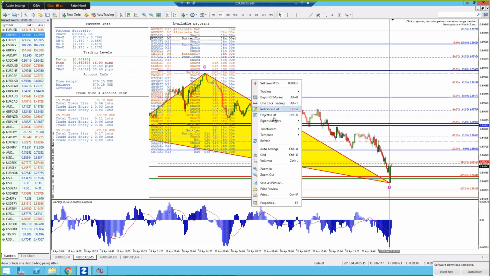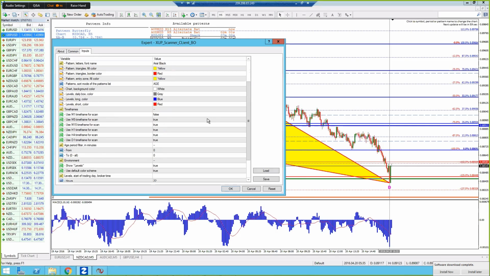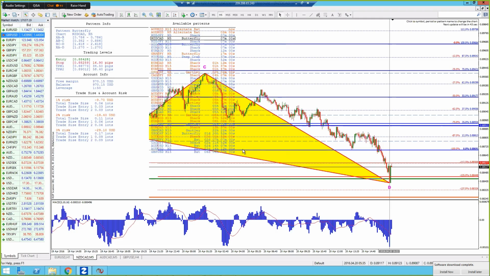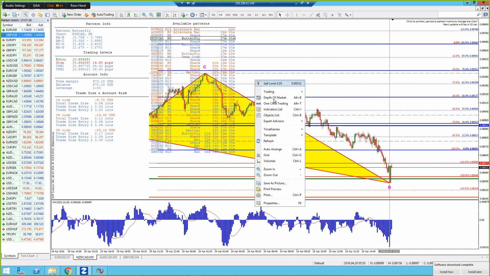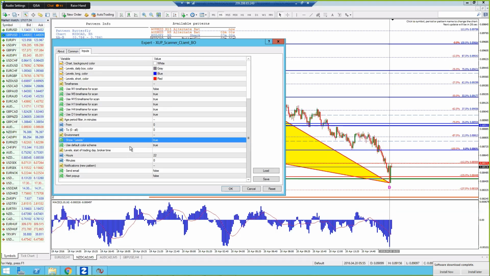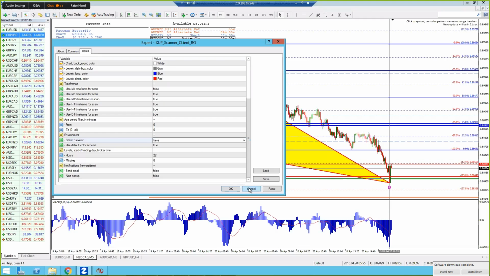Okay, how can you turn the new lines off on the scanner? Show levels. See down here where it says show levels? False. See that? Nikita, watch. Properties, expert advisors, properties. Scroll down, show levels, make it false. I'm going to do a video later on today for this, okay?